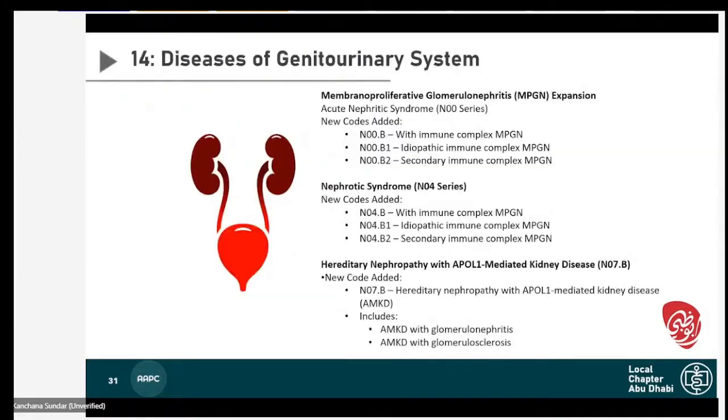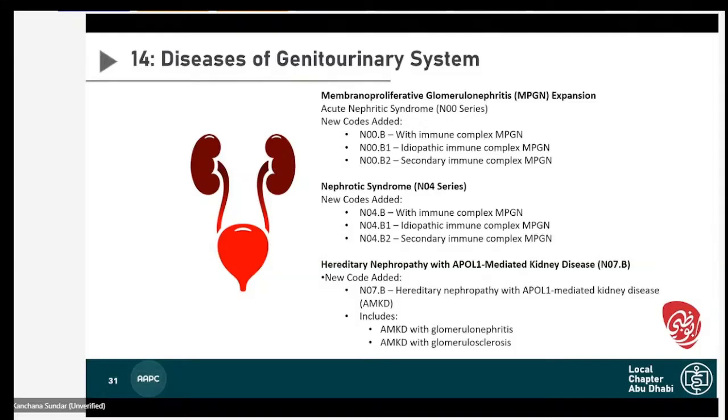Next is the genitourinary system. A lot of genetic disorders are being included here. Immune complex, idiopathic immune complex, secondary immune complex. Please keep these terms in mind, because whenever you see this in your documents, ensure that you are familiar with it, and explore further if you are finding any nephritis, especially glomerular nephritis and sclerosis, and ensure the nephropathy is coded appropriately. Immune complex, idiopathic immune complex, secondary immune complex.